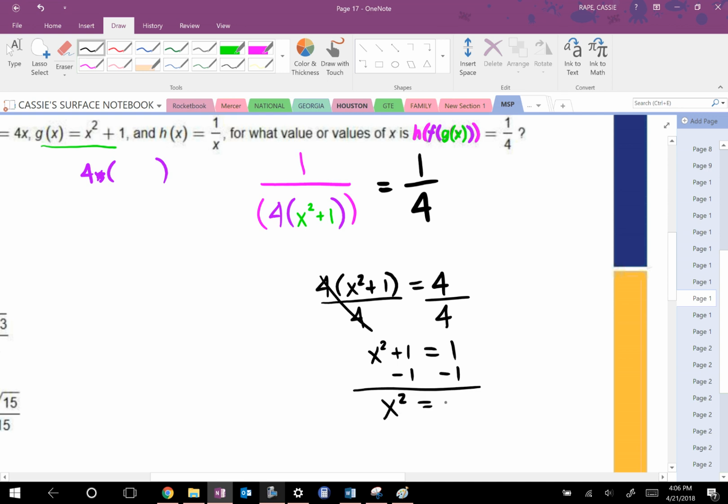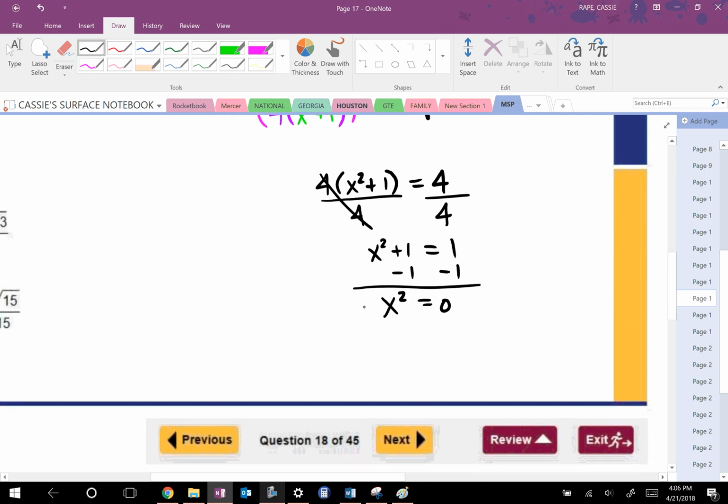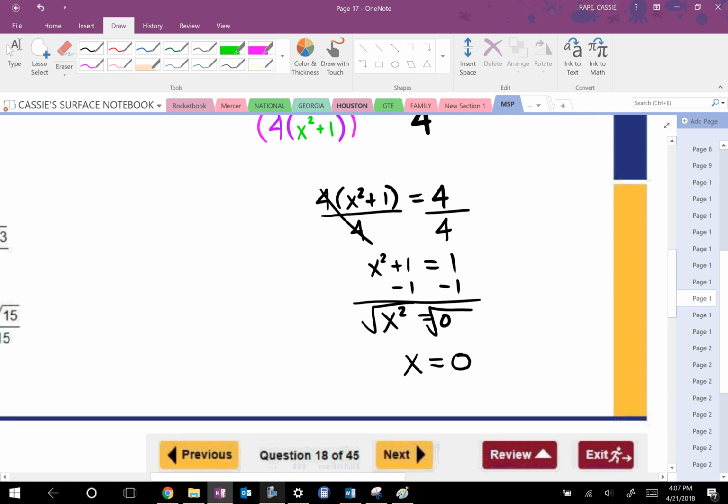Now you square root both sides. Normally you would have to put a plus or minus whenever you square root both sides, but plus or minus 0 is still 0. So the answer is the square root of 0, which is 0. Okay, so when is this true? It's when x equals 0.